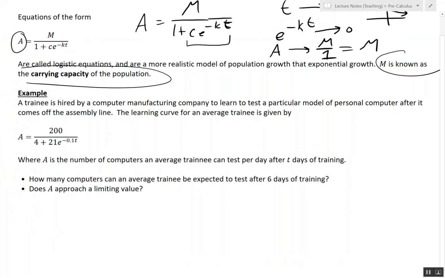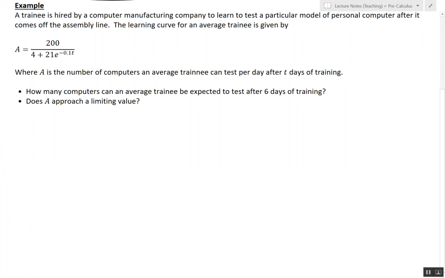So let's look at an example here and see how this works. A trainee is hired by a computer manufacturer to test a particular model of computer after it comes off the assembly line. We're given an equation for the learning curve for the average trainee, which is a logistics equation for the number of computers they can test. The first thing we want to know is how many computers an average trainee can be expected to test after 6 days. So we want to know what happens when t equals 6.